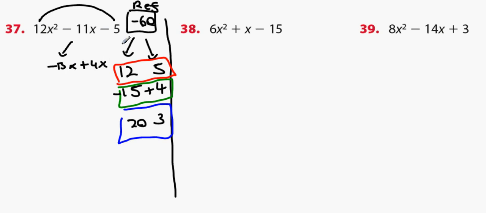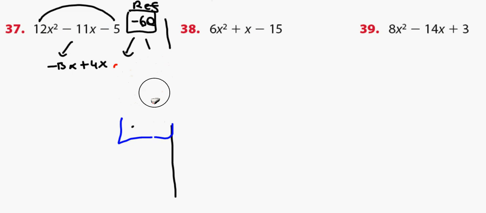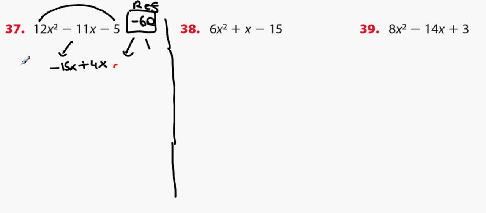Okay, then we'll come back with the rubber here. Give this a wee rub out. So it's going to be minus 15x plus 4x. 12x squared is still there, and the minus 5 is still here.